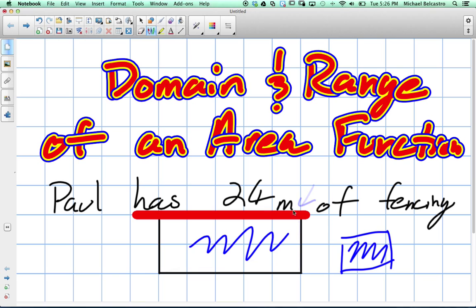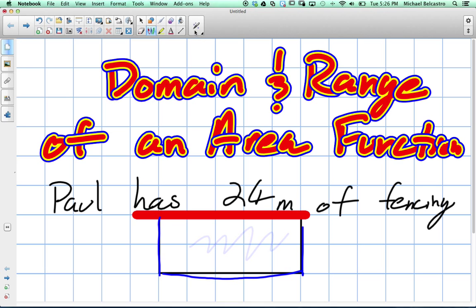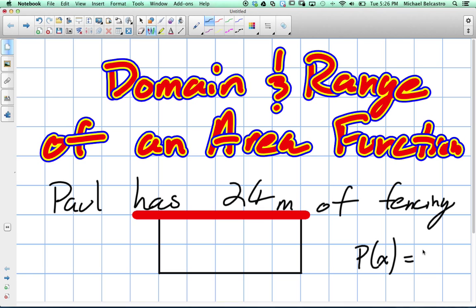Now, because it's 24 meters of fencing, the fencing is considered the perimeter of the garden, right? And we know the perimeter of the garden, so we'll call it P. The perimeter is a function of the width, and actually so is our area here. What we'll say here is a perimeter, so P of x is equal to, and we know P of x is actually equal to 24 meters, but we don't know what's going to represent what.